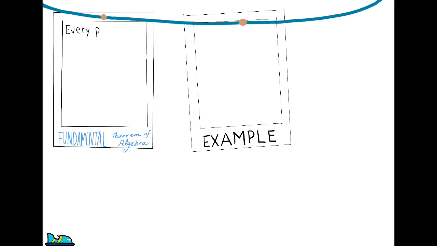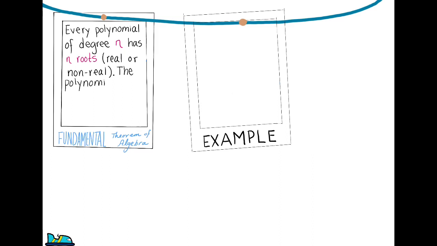Another theorem is called the fundamental theorem of algebra. Now, it's extremely important, and what this theorem says is that every single polynomial of degree n has n roots. Those might be real or they may be imaginary, but it will have a total of n roots. That also means that the polynomial will have n linear factors, since for every root a, x minus a is a linear factor.